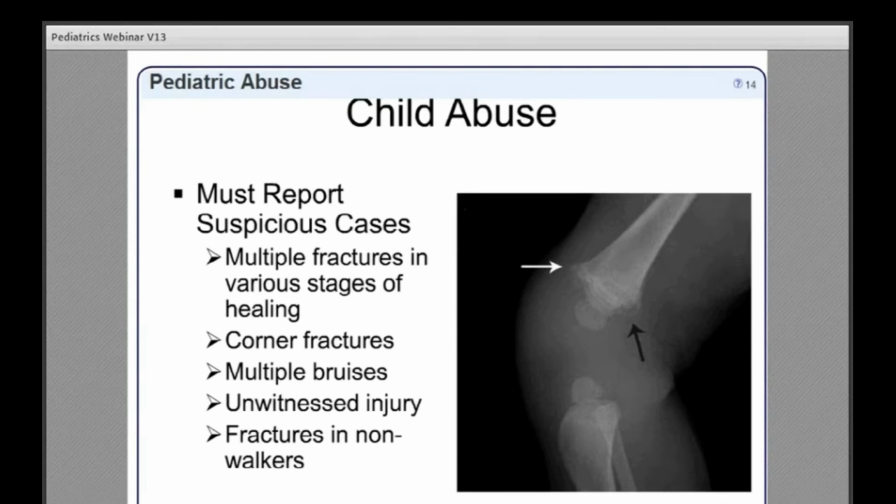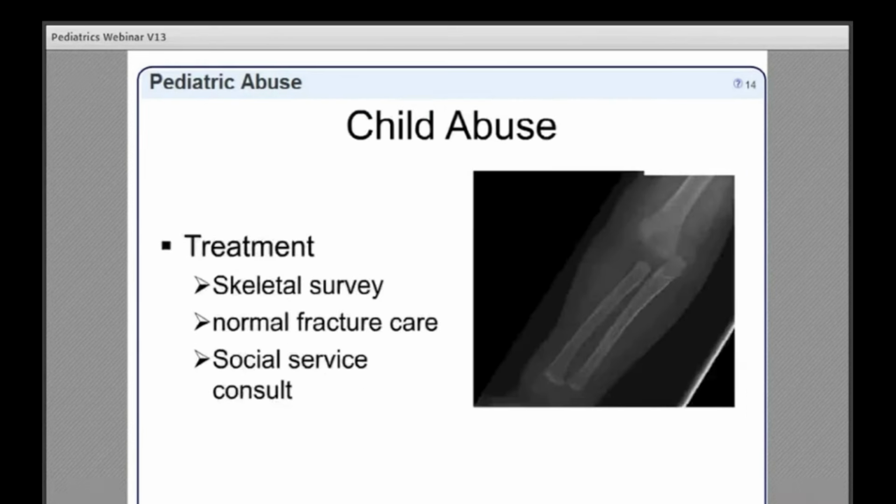Multiple bruises and skin lesions are very common in children who suffer from child abuse. In fact, they are among the most common things. A history of an unwitnessed injury, as well as long bone fractures in non-walkers or children under 18 months of age. The most important thing from an orthopedic standpoint is to be able to recognize those injury patterns, and also to order the skeletal survey and get a social worker or a social service unit involved. At most medical centers, this involves the pediatric surgery unit.